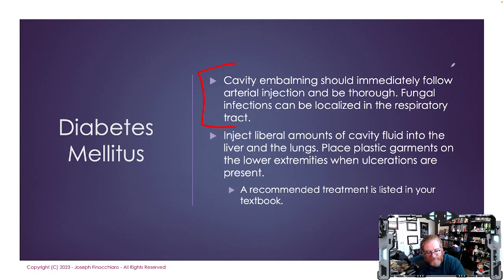So when you are dealing with diabetes mellitus, the moral of the story is there is no waiting to do cavity injection. Do it immediately thereafter because you may have all these underlying hidden hazards in the abdomen and the thorax, and it's better to get in there and get ahead of the game. Inject liberal amounts of cavity fluid into the liver and lungs. Place plastic garments on the lower extremities when ulcerations are present. And there is a list of recommended treatments in your textbook.